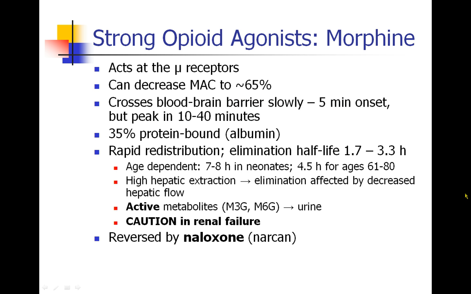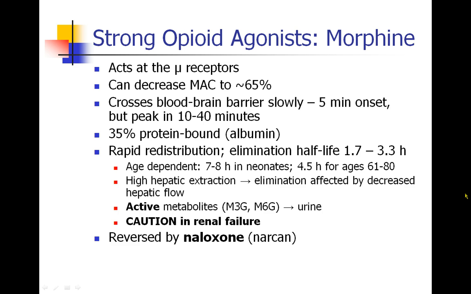Now we're going to move on to morphine. Morphine is a strong opioid agonist and really the template for all of the opioids that we're going to discuss today. Morphine acts at the mu opioid receptors, among others. Opioids like morphine can actually decrease your MAC to about 65% of normal because they interact with the volatile anesthetics that we administer. As an opioid, it crosses the blood-brain barrier relatively slowly.